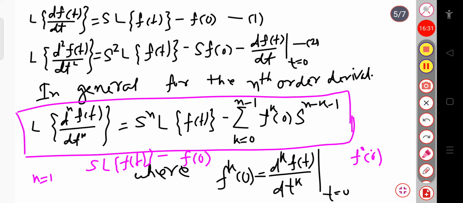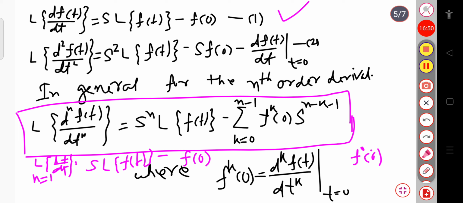Now we can compare this with equation 1. When n equals 1, the Laplace transform on the left hand side is simply the first order derivative of the function. This is hence proved, that is s L of f of t minus f of 0.